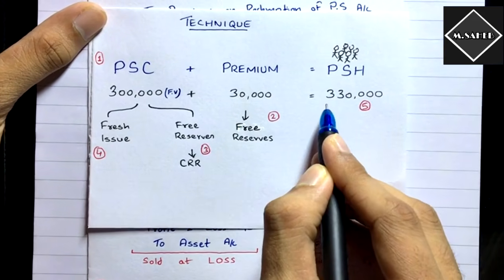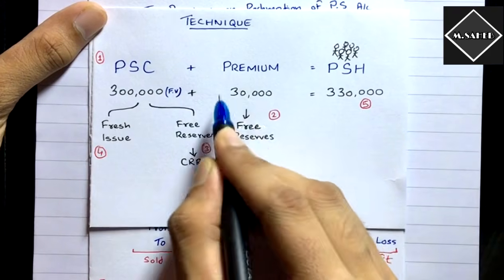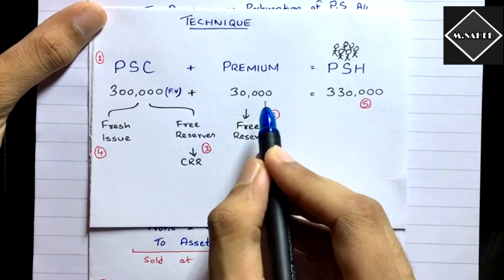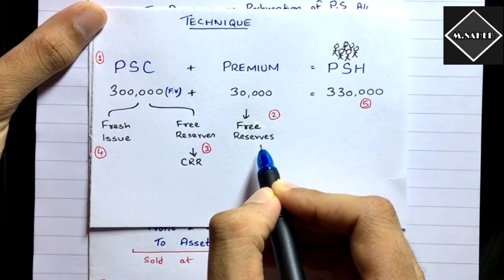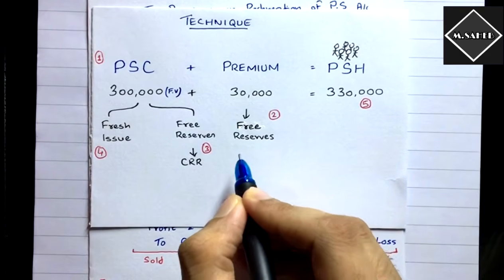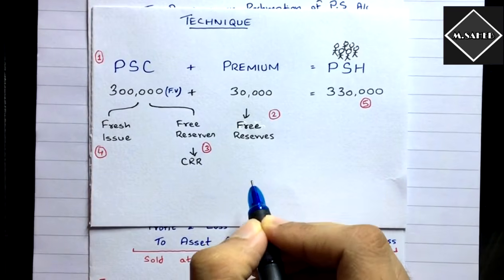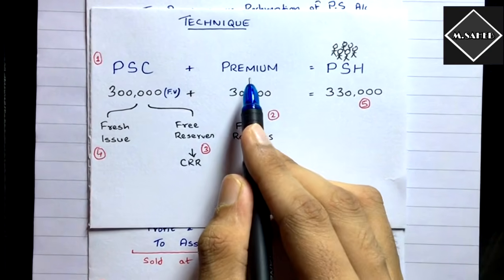Yeah, in total you are giving 3,30,000. So now from where is this 30,000 rupees going to come? It has to come out of free reserves. Free reserves in the sense of profit and loss, general reserve, dividend equalization reserve, investment allowance reserves. All these reserves you have to use to bring the money for the premium.